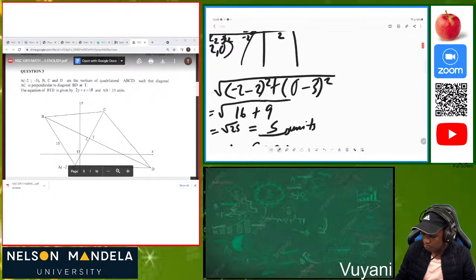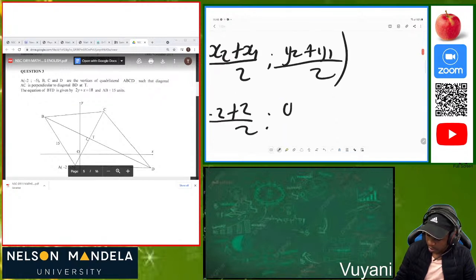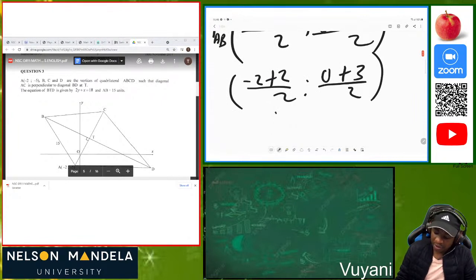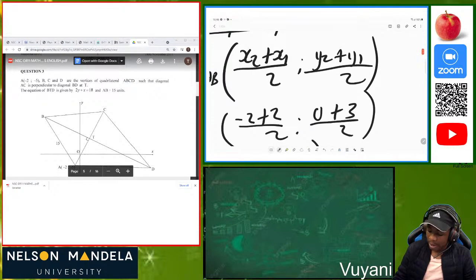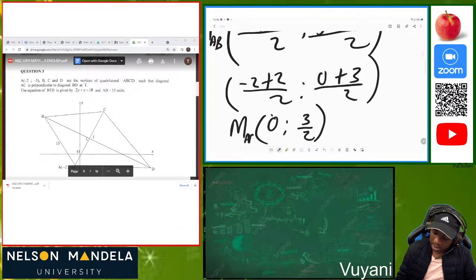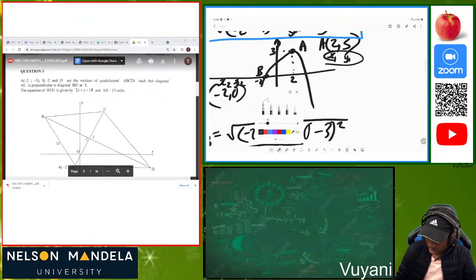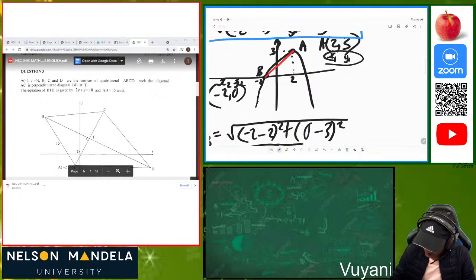Then what is our y2? Our y2 is 0 plus 3 divided by 2. Then we end up having 0 over 2, and 0 divided by 2 is 0, and 0 plus 3 is 3. The 3 divided by 2 is 3 over 2. So now, in other words, the midpoint of AB will be (0, 3/2). So let's just draw this straight line. The midpoint of this is going to be 0 and 3 over 2.